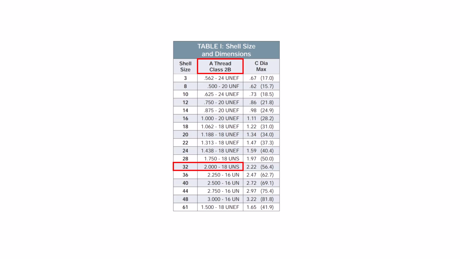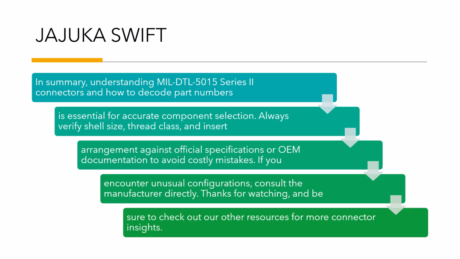In summary, understanding MIL-DTL-5015 Series II connectors, and how to decode part numbers is essential for accurate component selection. Always verify shell size, thread class, and insert arrangement against official specifications or OEM documentation to avoid costly mistakes. If you encounter unusual configurations, consult the manufacturer directly.